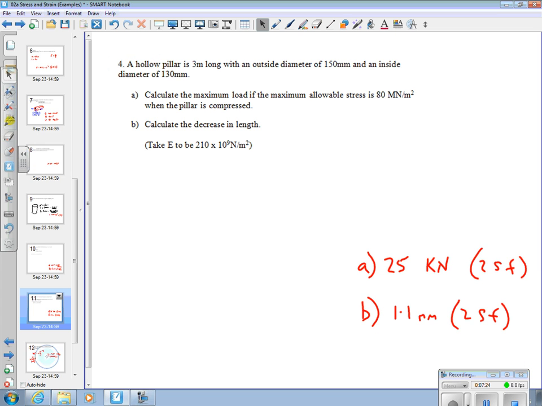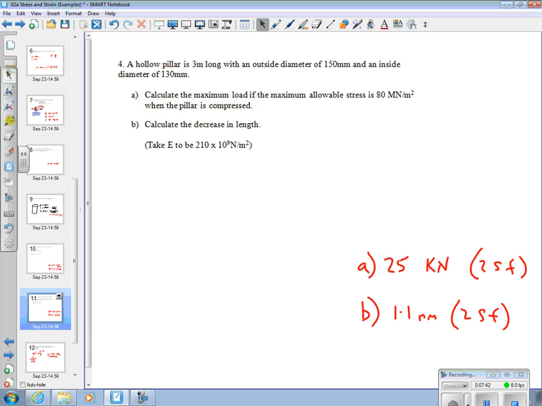Next one, hollow pillar. Calculate the maximum load, turns out to be 25 kilonewtons, and the decrease in length, 1.1 millimetres. So the strain can be the compressive or tensile.